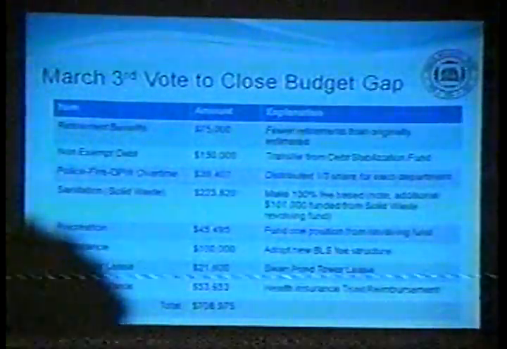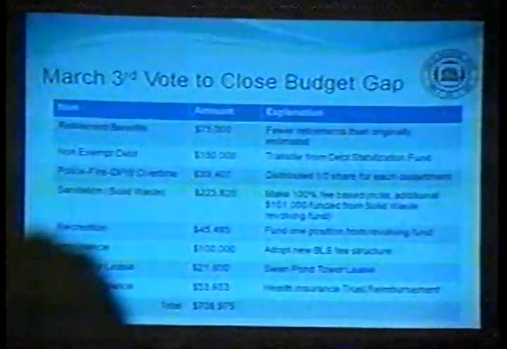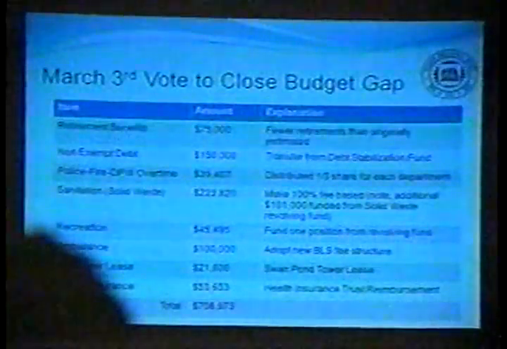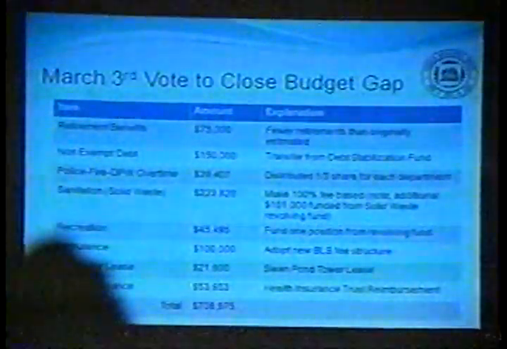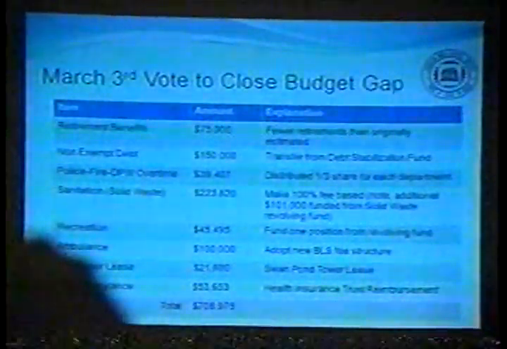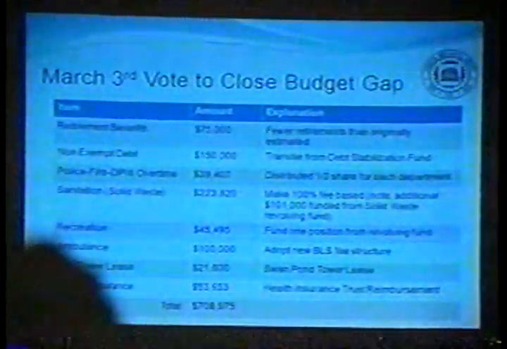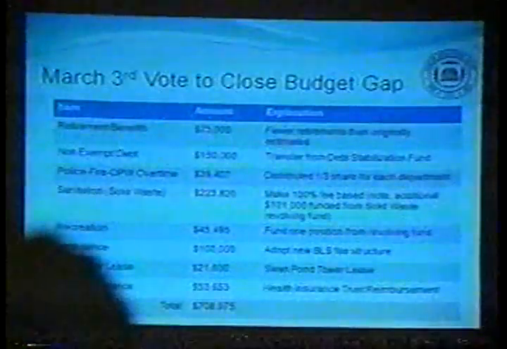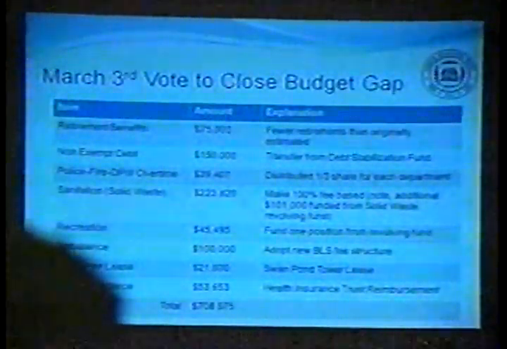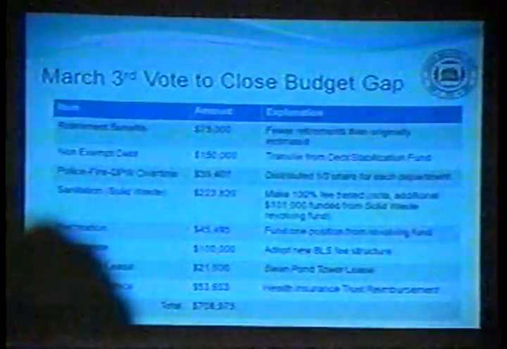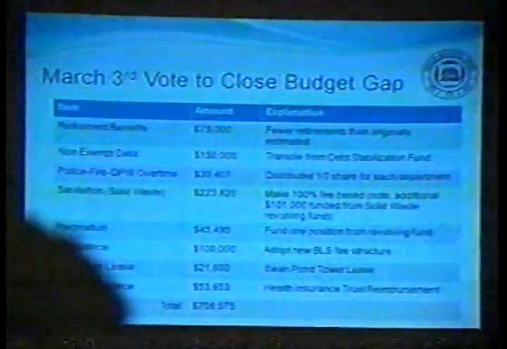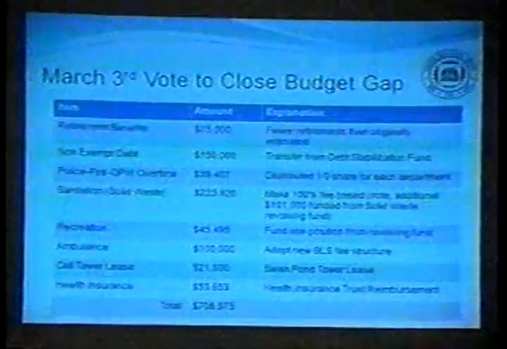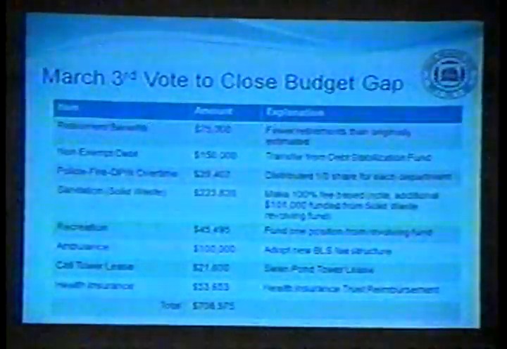You may recall a number of years ago, the board approved, and then town meeting approved, the establishment of a cell tower on the Swan Pond water tank, and we now have found somebody that wants to go forward with it. That will bring in another $21,600 in revenue, which we hadn't counted in our original revenue estimate. And then we have some residual health insurance money that's tied in with Medicaid, $53,653, and that got us to $708,975, the first step toward closing the balanced budget gap.